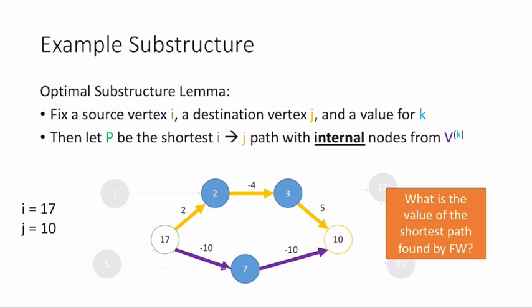Well, I'm being a little annoying here. I've not actually given you enough information for this. I gave you i and I gave you j, but I didn't give you k. So how about if I give you k is equal to 5? That means we can only look at the vertices 1 through 5 as nodes along the path.